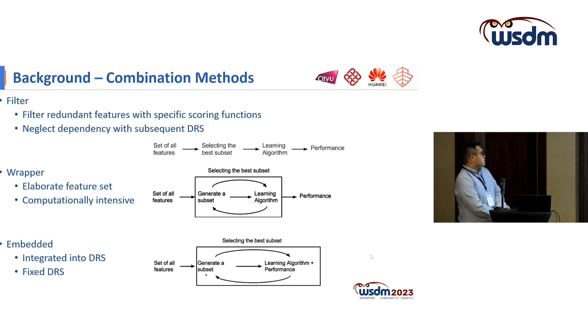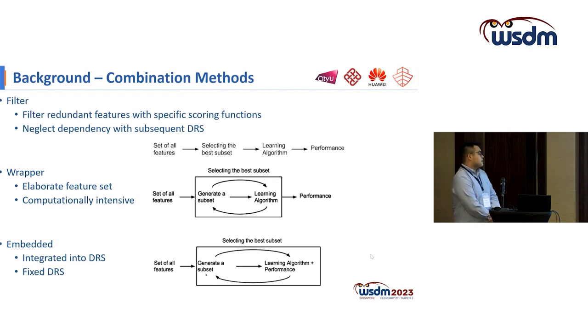The second group is the wrapper. Wrappers usually explore the feature set with a search algorithm like greedy search, combined with the deep recommender system. They use the performance of the corresponding feature set on the deep recommender systems to search for the best ones. And since we should obtain the final performance of recommender models, this kind of method is usually computationally intensive.